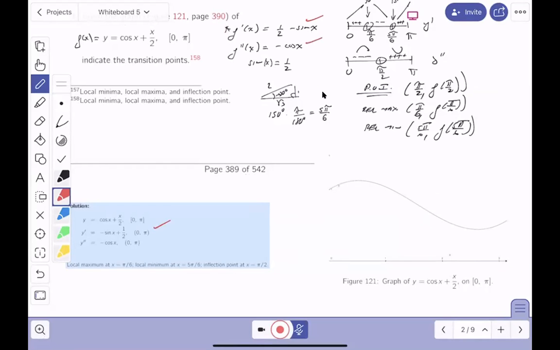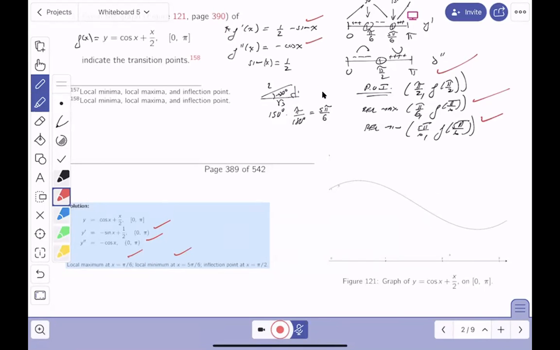Did I get the second derivative correctly? Yeah, I think I did okay. All right. Local maximum pi over 6. Did I write that down? Yep, I put that down. Local minimum 5 pi over 6. I got that down too. Okay, inflection point at pi over 2. Yep. Let's go to the picture, and I want to put these down for you.